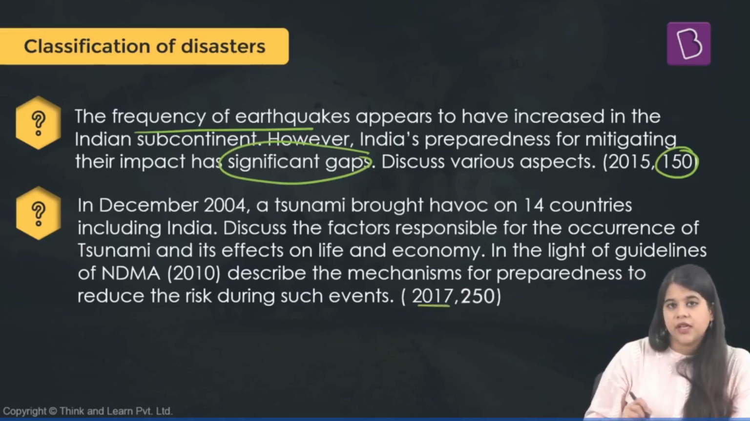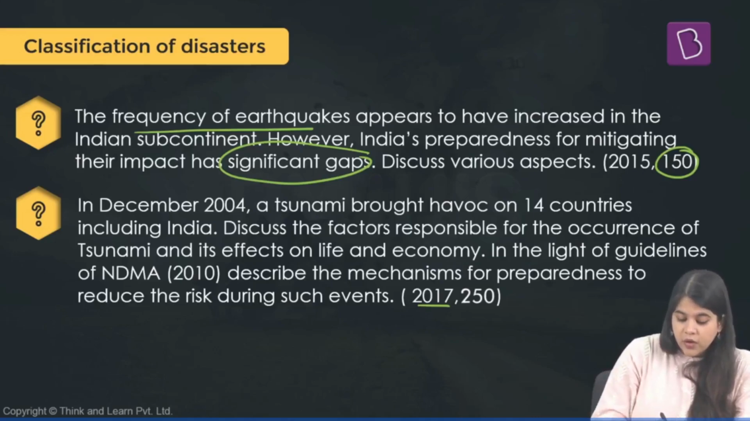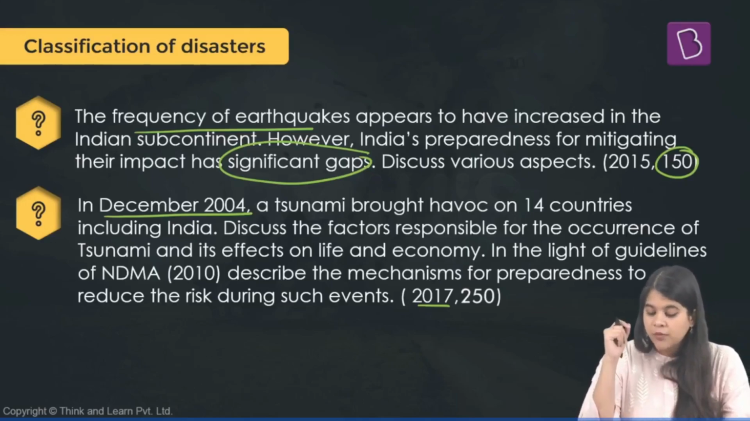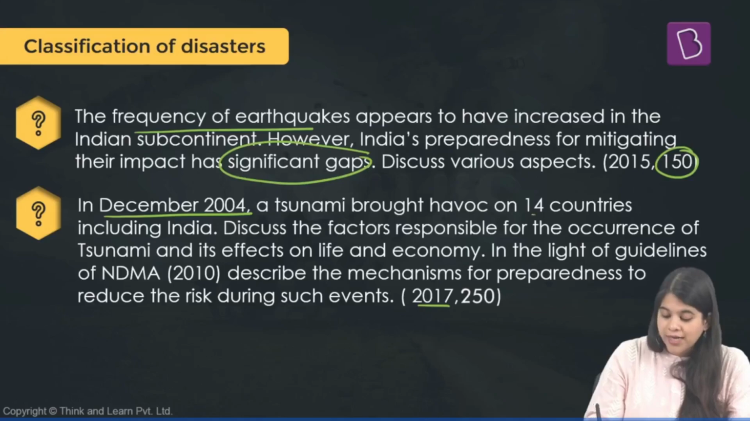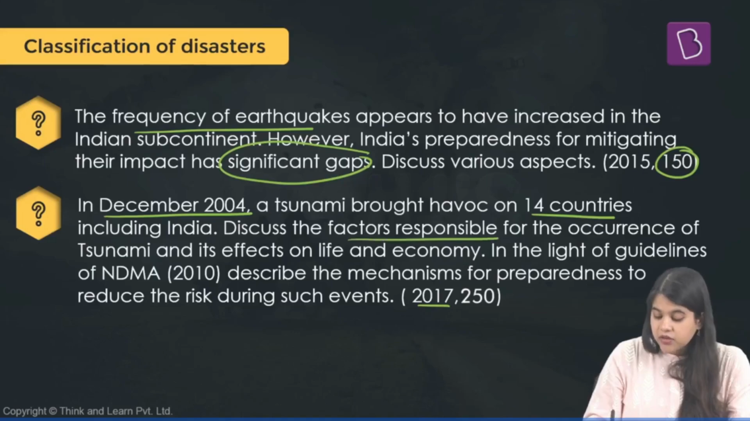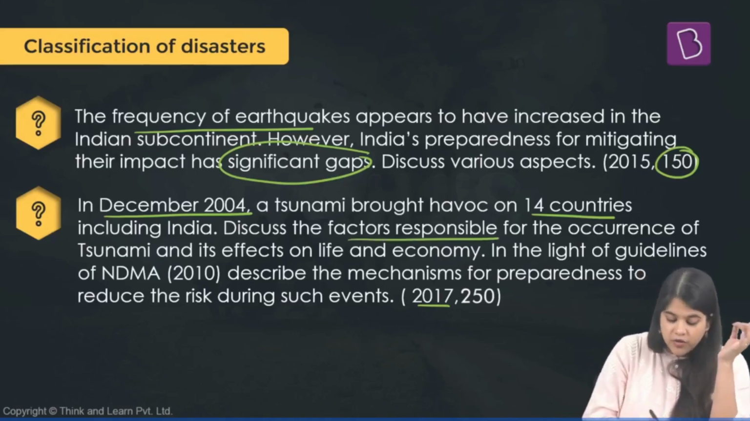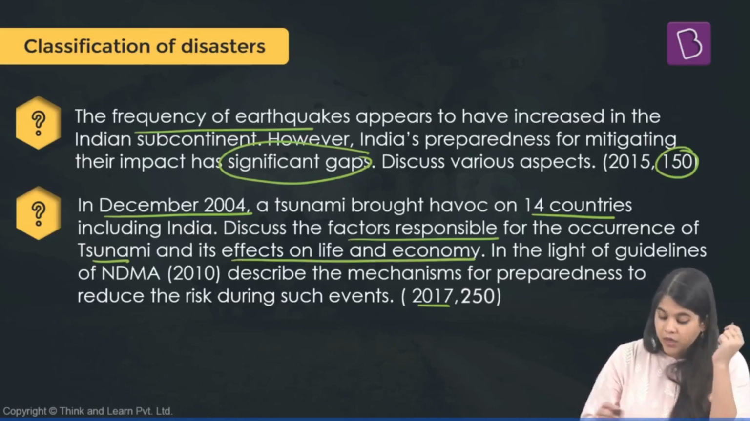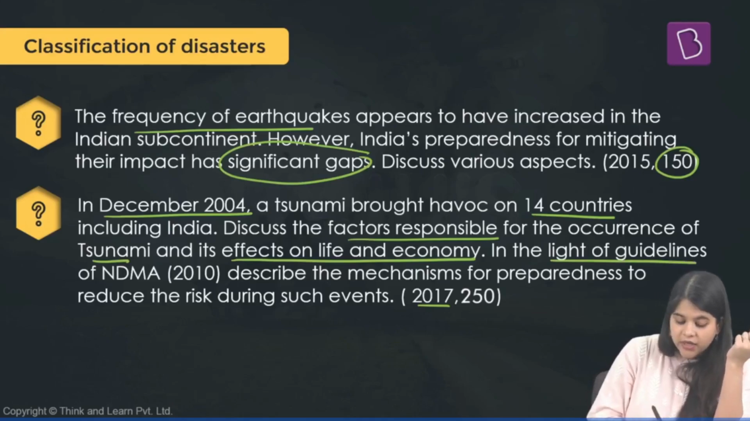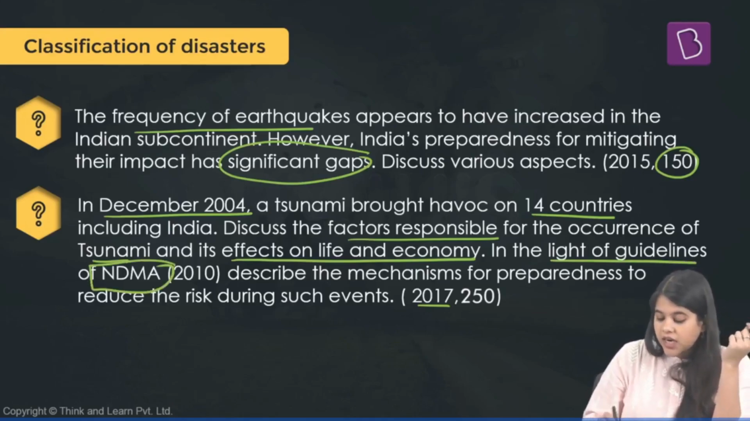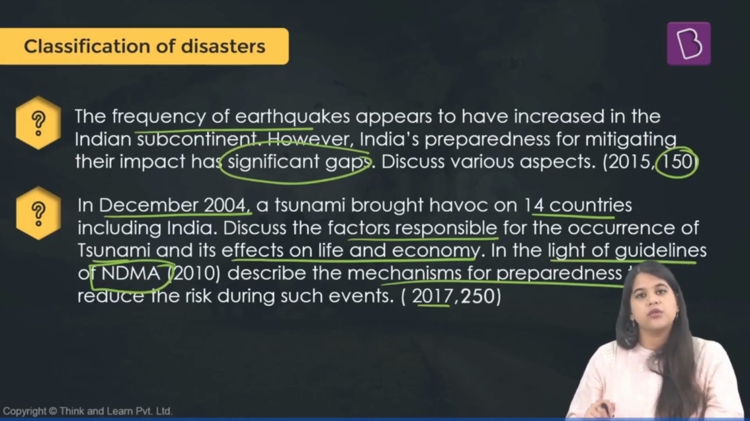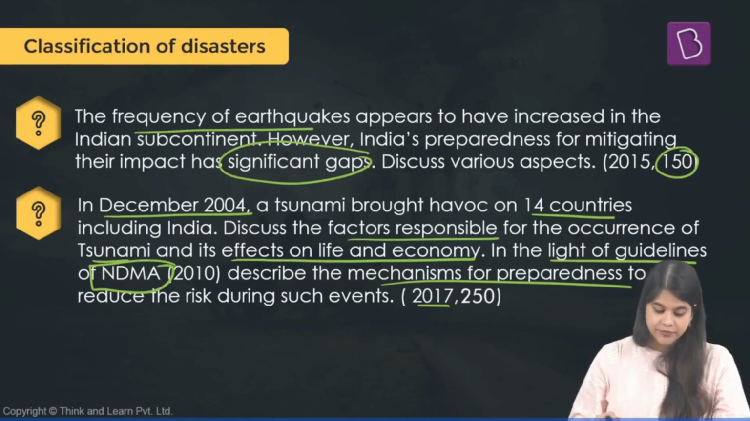In 2017, there was again a question on tsunamis. December 2004, a tsunami brought havoc on 14 countries, including India. Discuss the factors responsible for the occurrence of tsunamis and its impact on life and economy, and in light of the guidelines of NDMA, describe the mechanisms for preparedness to reduce the risk during any such events.